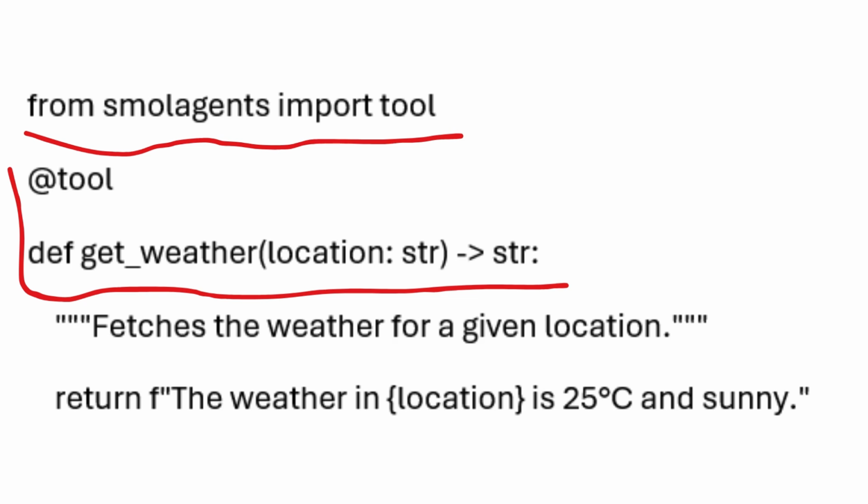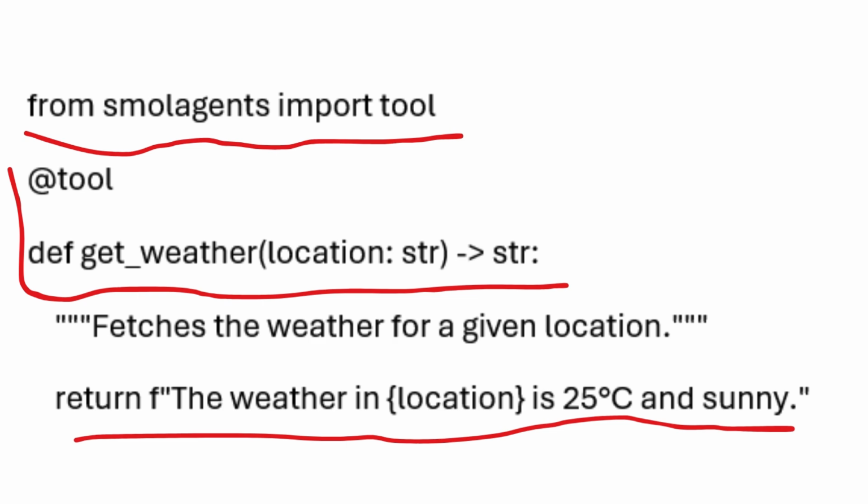In step 3, we define the function logic by simulating a weather response. Return f"The weather in {location} is 25 degrees Celsius and sunny." The function is returning a formatted string that tells us what the weather is like in the given location. The location part is a placeholder, meaning if you pass New York, the function will return: The weather in New York is 25 degrees Celsius and sunny.